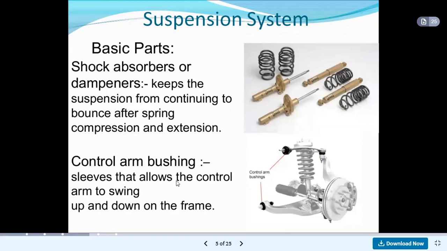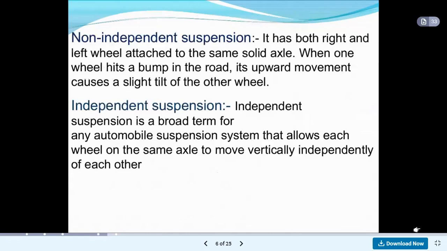Then control arm bushing. These are the control arm bushings. Bushings are sleeves that allow the control arm to swing up and down on the frame. So at that place, the control arm bushing is provided.